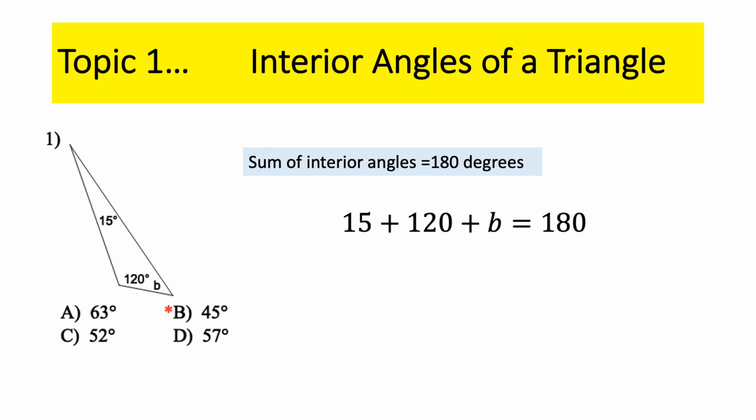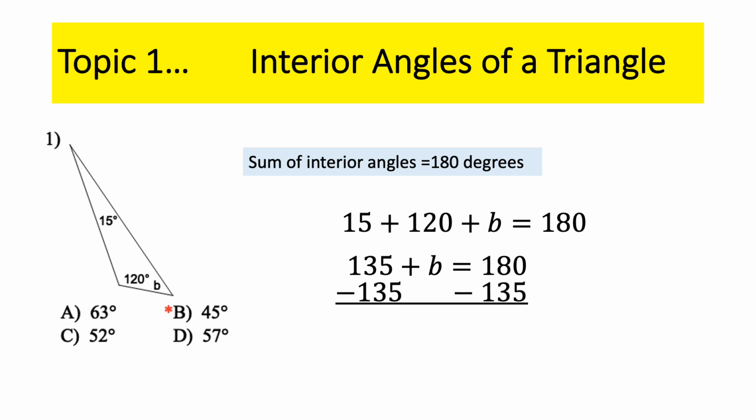We add the 2 that were given to the third, and we know that that must equal 180. So we simply use a little bit of algebra. Okay, simplify the left side first. 15 and 120 is 135. Okay, solve for B, so we're going to get rid of that 135, so subtract 135 from both sides, and you get to an answer, answer B.